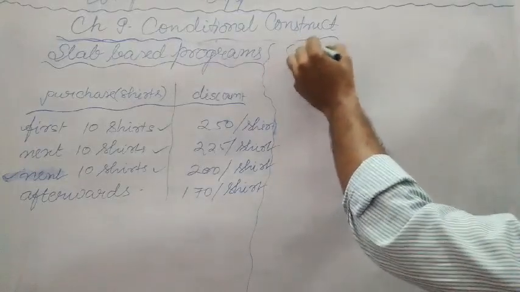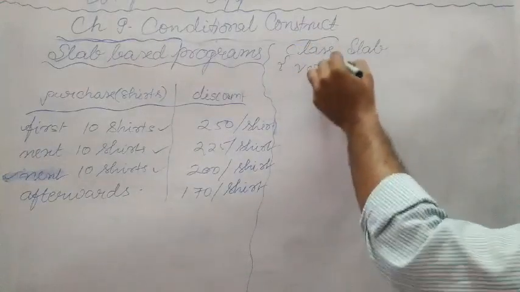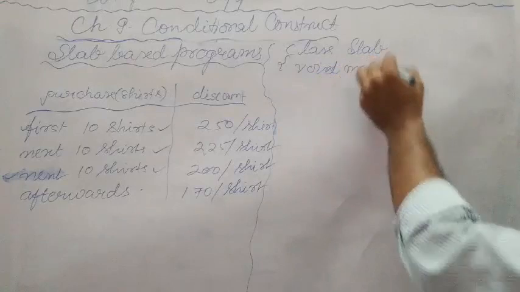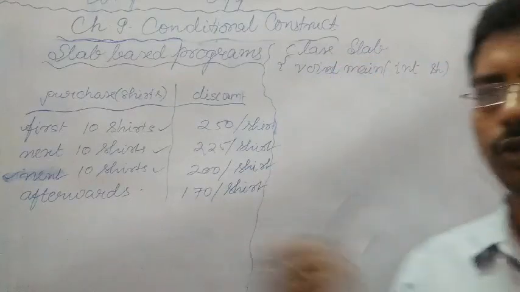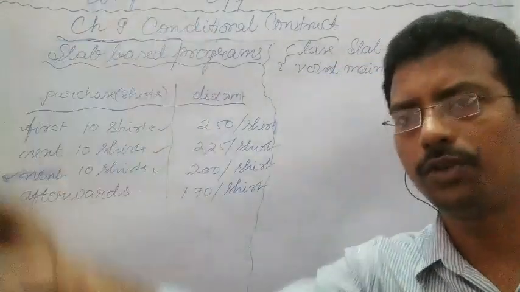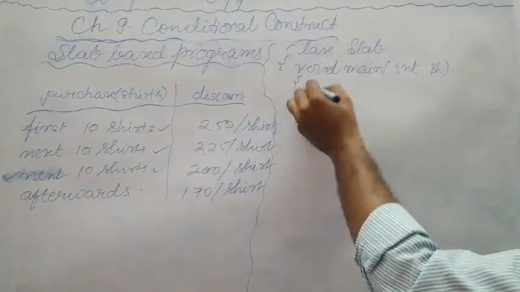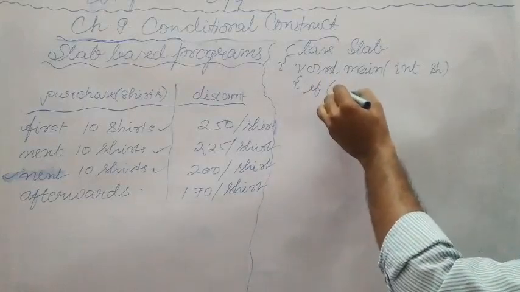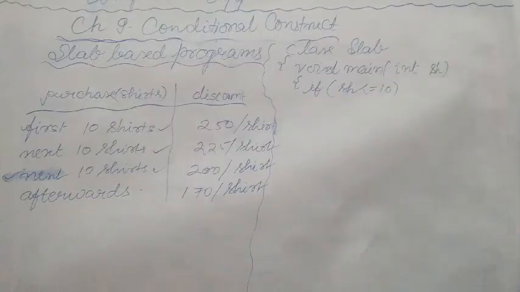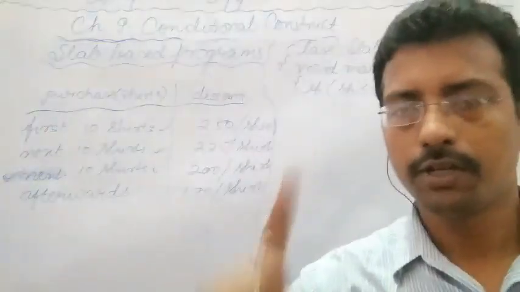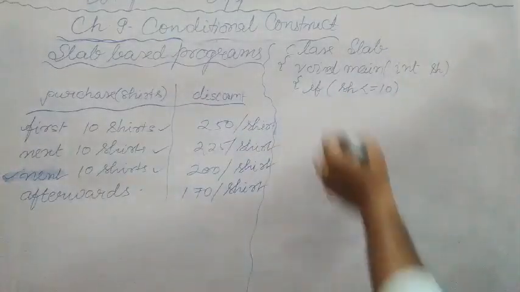Suppose we have started our program, class Slab, and we have to enter the number of shirts SH from the user side: 2 shirts, 10 shirts, 12 shirts, 22 shirts, 50 shirts, whatever. So we have said if the shirts SH is less than or equal to 10, the first condition will check if the number of shirts is less than or equal to 10. So we have to calculate.